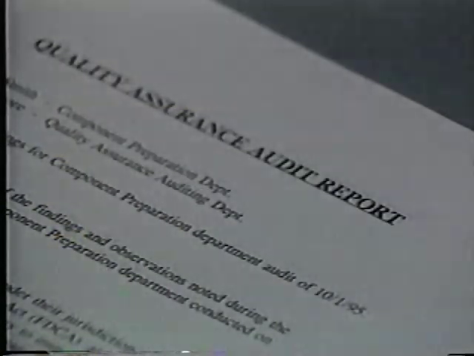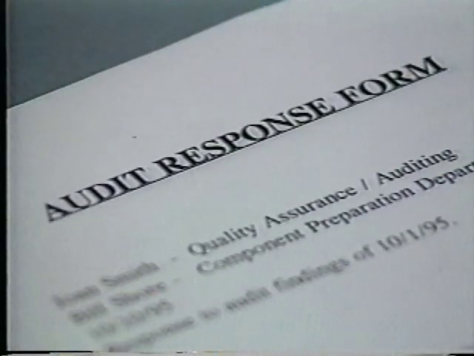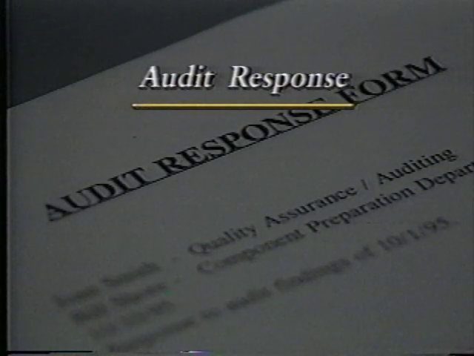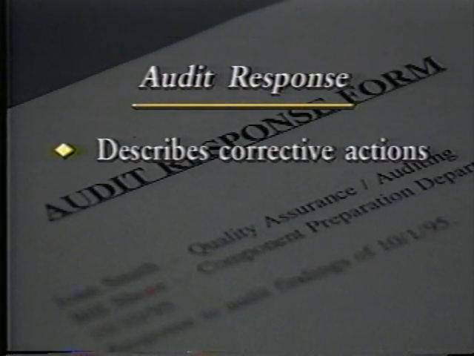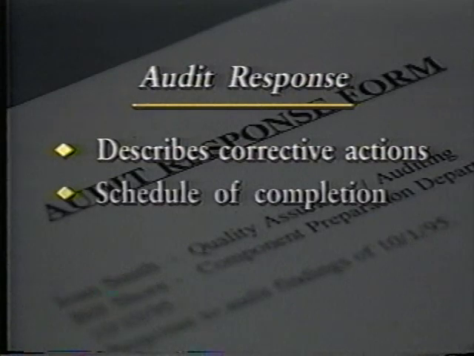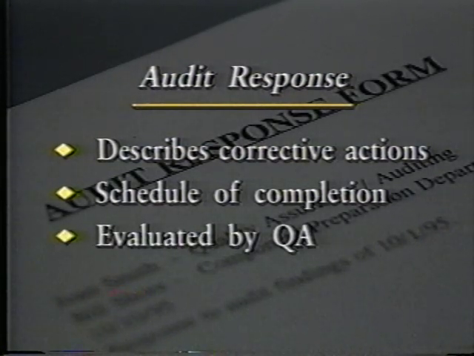Once the audit report is issued, there should be a written response from the audited area if a response is necessary. Such a response will include a description of corrective actions to be taken with a schedule for their completion. The response is then evaluated by QA to determine if the proposed actions are appropriate.